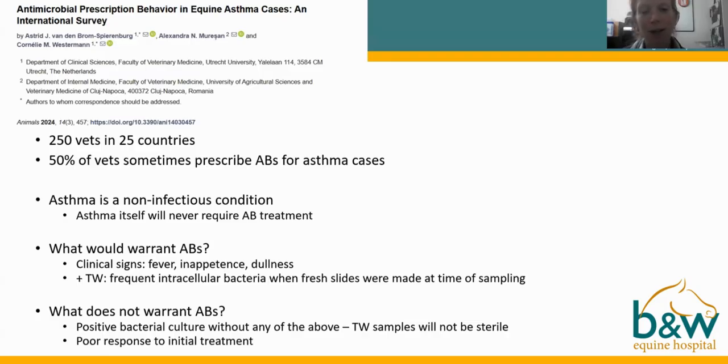So this paper was a survey. They did a survey of 250 vets across 25 countries. And they found that 50% of the vets they surveyed sometimes prescribed antibiotics for asthma cases.